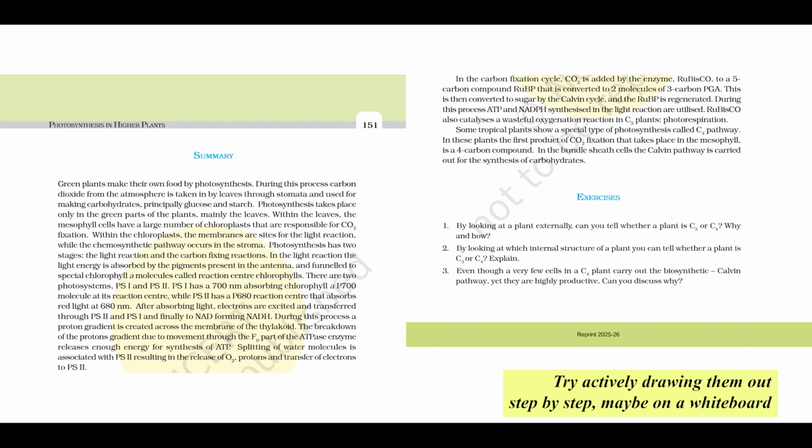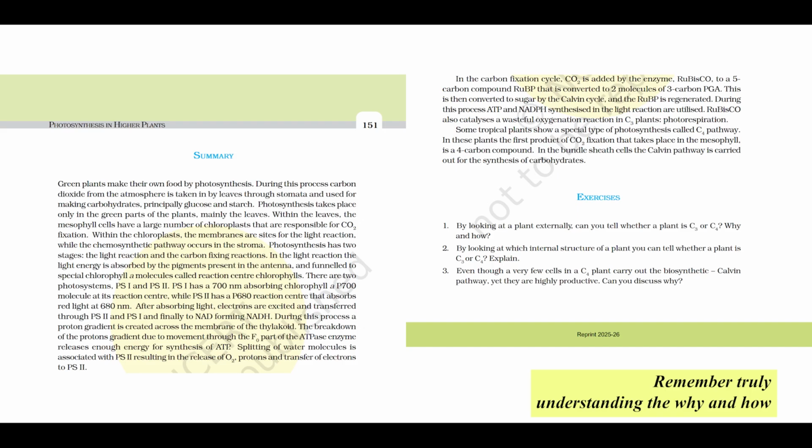Don't just read them. Try actively drawing them out, step by step, maybe on a whiteboard or just rough paper without looking at your notes at first. Test yourself. This active recall is incredibly powerful for locking it into memory. Also, make sure you practice plenty of past year questions. Look specifically for questions comparing C3 and C4 plants, questions about rubisco's dual role in photorespiration, and scenarios involving limiting factors. These are classic, frequently tested concepts.